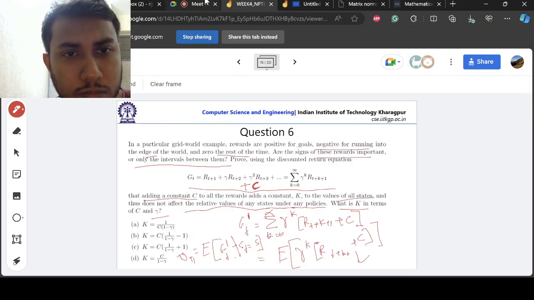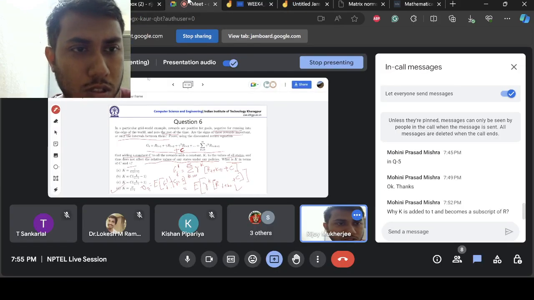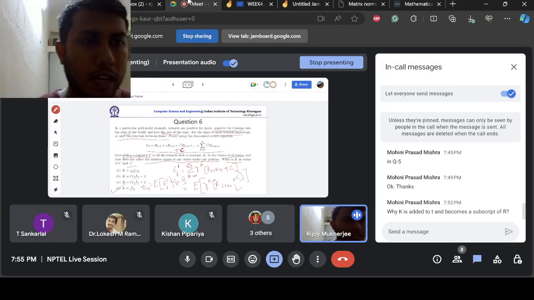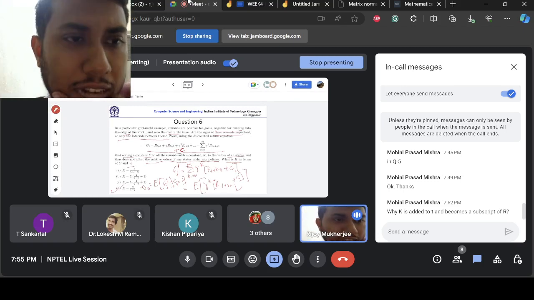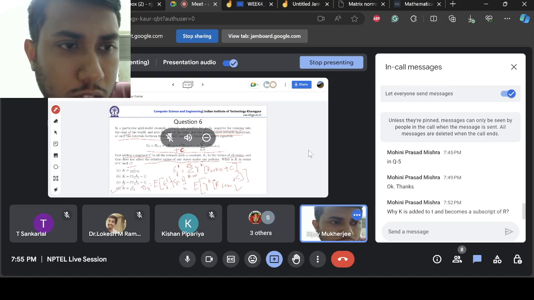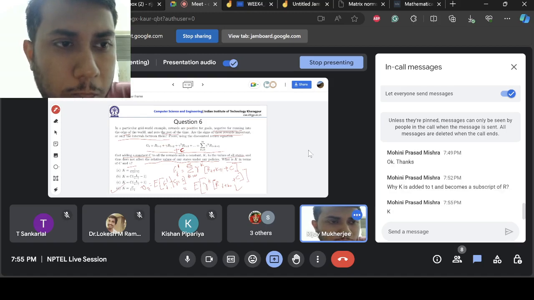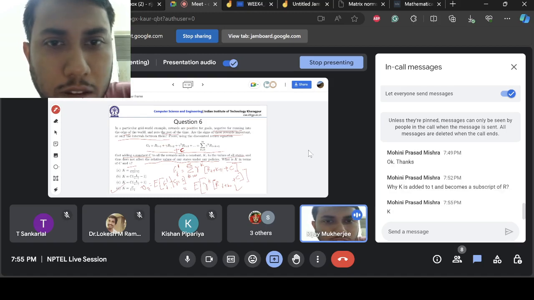So this is the k value you are adding, corresponding to this. Why is k added to t, and why does k become a subscript of r? Why is k added to t? Is k added to t? Which k? Small k or capital K? Capital K.